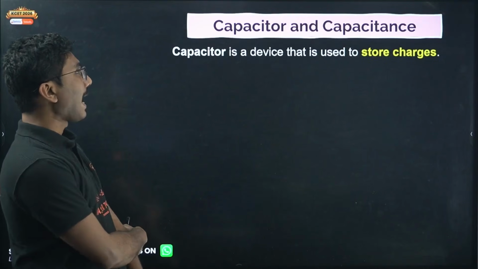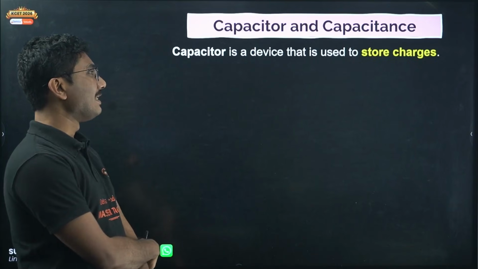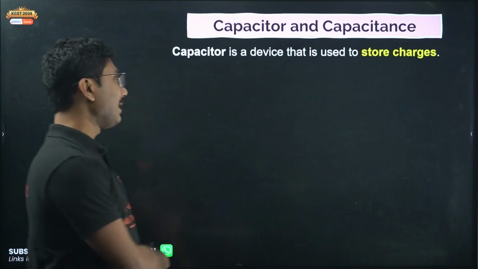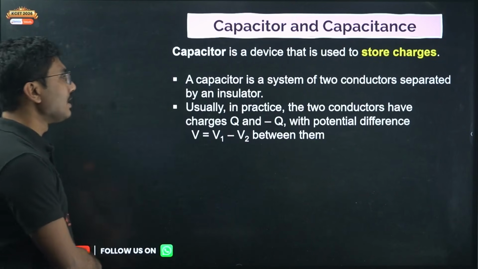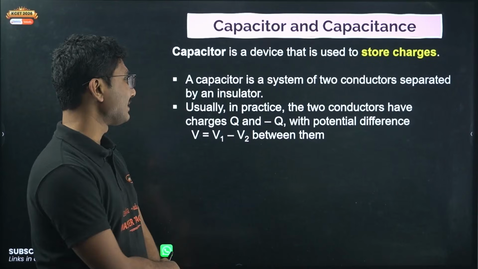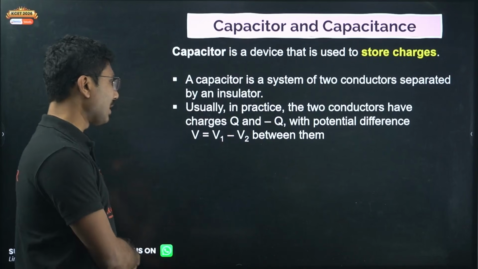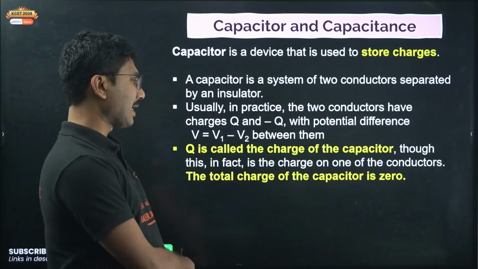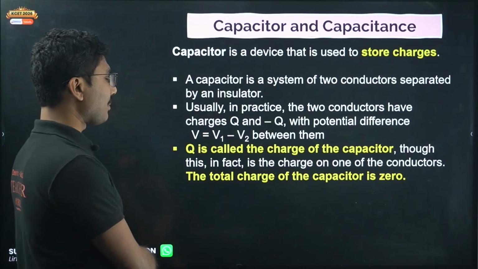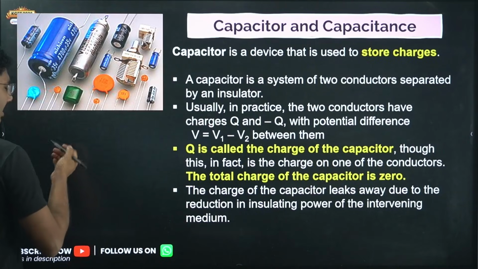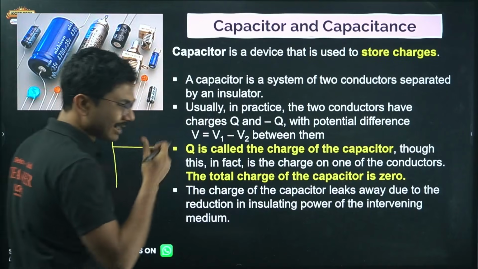Now let's move on. Capacitor and capacitance. We are now in the last leg of our discussion. Capacitor is a device that is used to store charges. A capacitor is a system of two conductors separated by an insulator. Usually in practice, two conductors have charges capital Q and minus Q with potential difference V equals V1 minus V2. Q is called charge of the capacitor, though in fact it is the charge of one of the conductors, the total charge of the capacitor is 0. So capacitor does not necessarily mean parallel plate capacitor, but it can be any conductor.